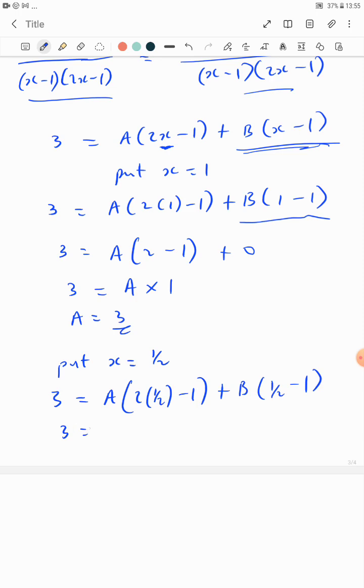So this will be 3 equals, like this one I'm not supposed to write it, but just to show you because it looks like a fraction, 2 times half will give you 1 minus 1. So you can see now it becomes 0. But this will be b bracket half minus 1, which will be minus half. And this will result in 3 equals 0 minus half b. So minus half b equals 3.